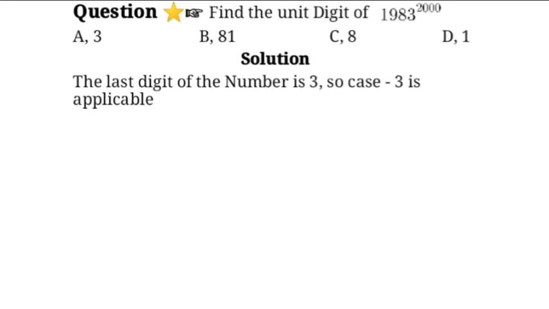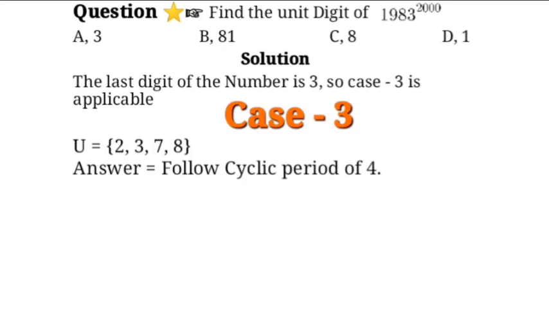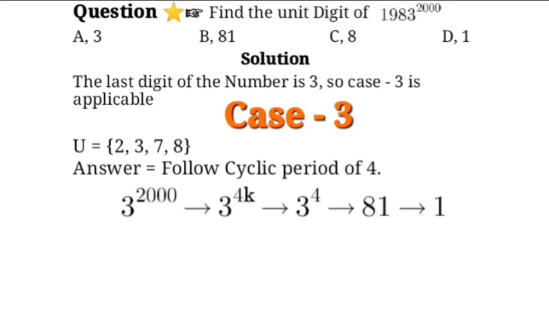Okay, 1983 raised to 2000. The last digit is 3, so case 3 is also applicable in this case. Case 3 says if 2, 3, 7, 8 is the last digit, we need to follow a cyclic period of 4. So 3 raised to 2000 is divisible by 4, so we can write it as 4k. So 3 raised to 4k will be 3 raised to 4. 3 raised to 4 is 81, so the last digit of 81 is 1, so the answer will be 1.